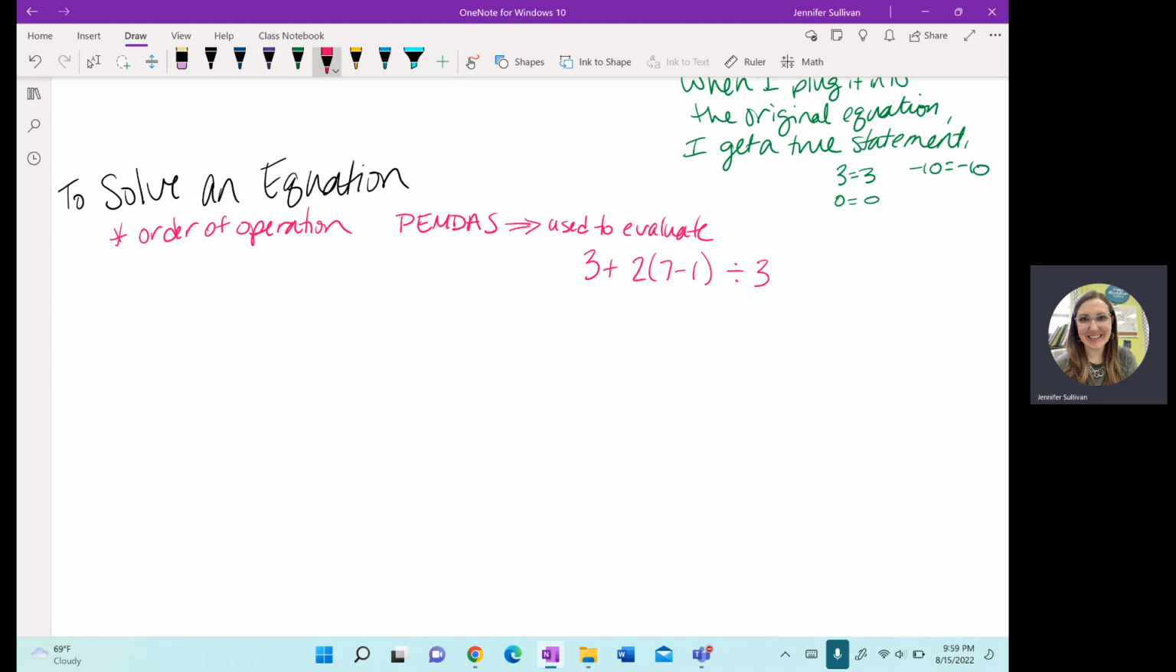I have no idea what that is. I was just pulling numbers out. But if I want to figure out what this is, if I'm going to evaluate it, then I'm going to get a number answer. So I'm going to do my parentheses, then my exponents, then my multiply or divide from left to right, and my add or subtract from left to right.